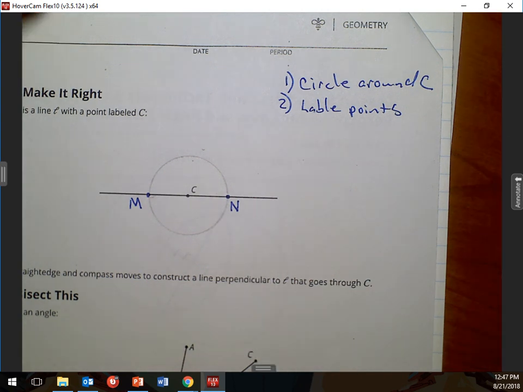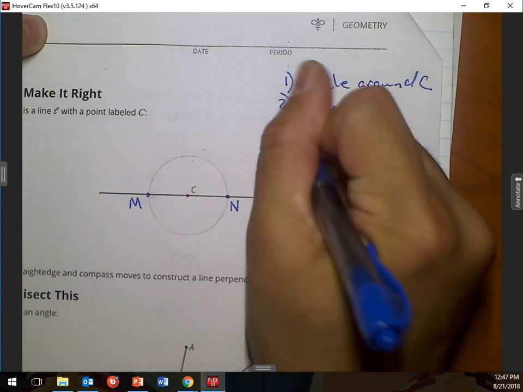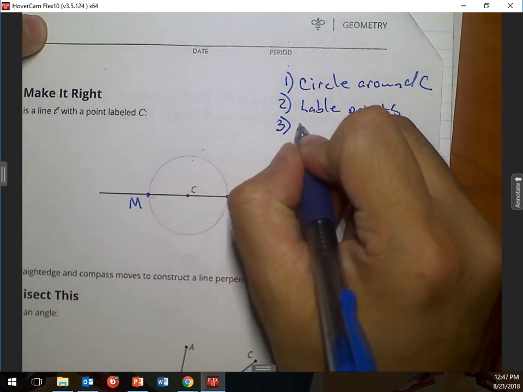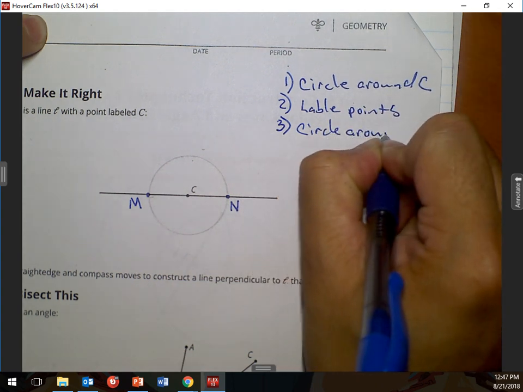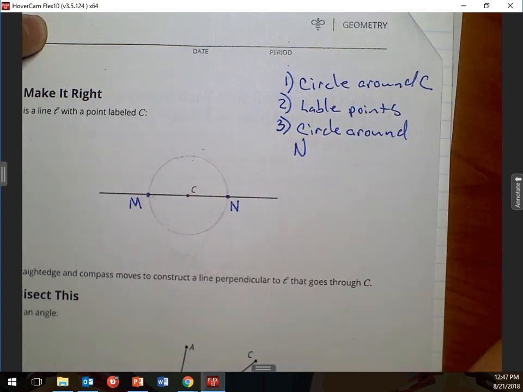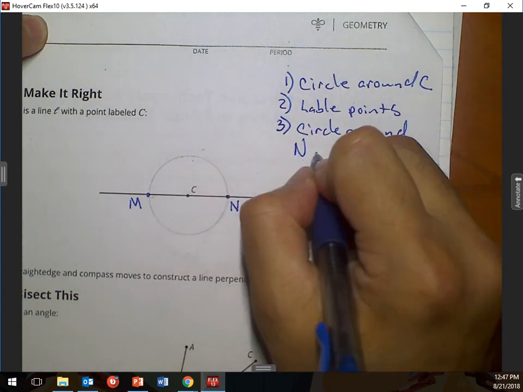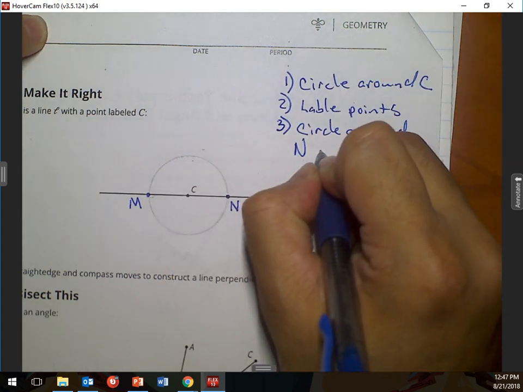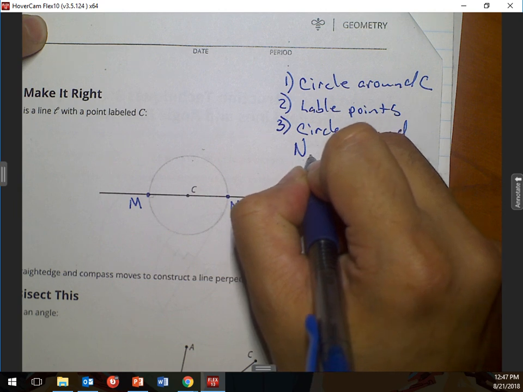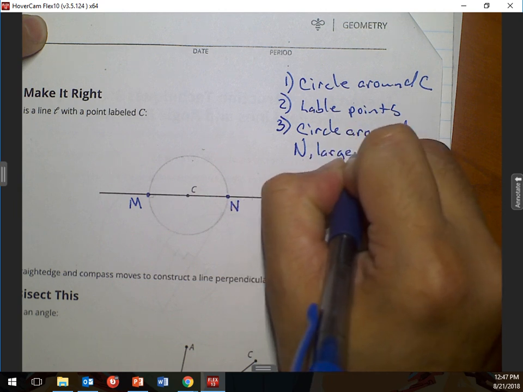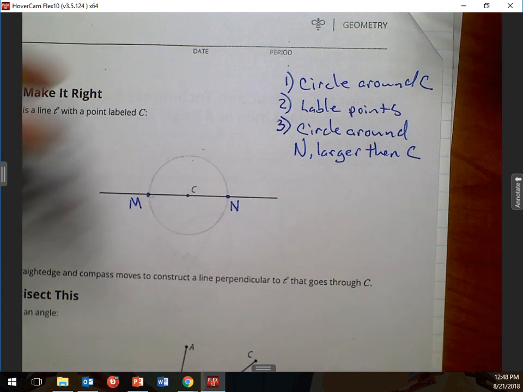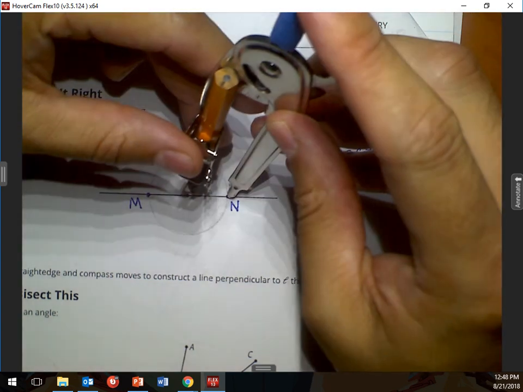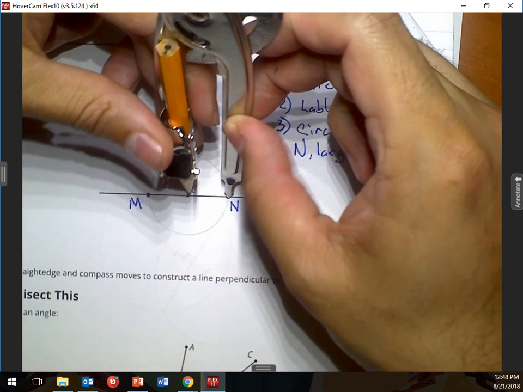Now that I have those points right there, I'm going to start by stabbing in. So circle around N. Okay, and you have to make it larger than C. So, by that, I want you guys to see this. Stabbing N. Okay, N to C right there, right?